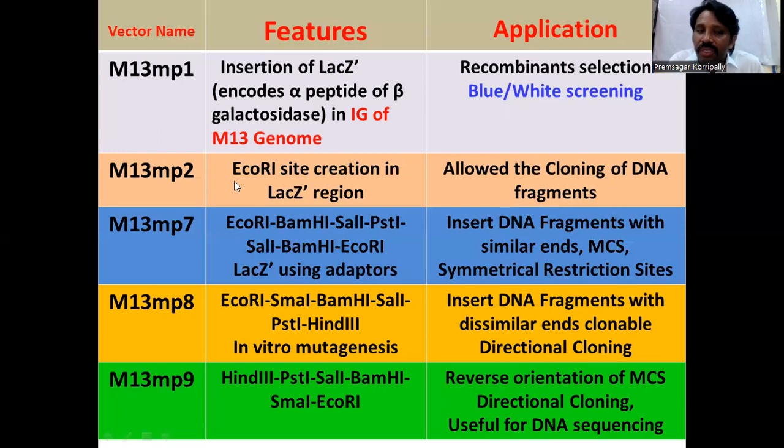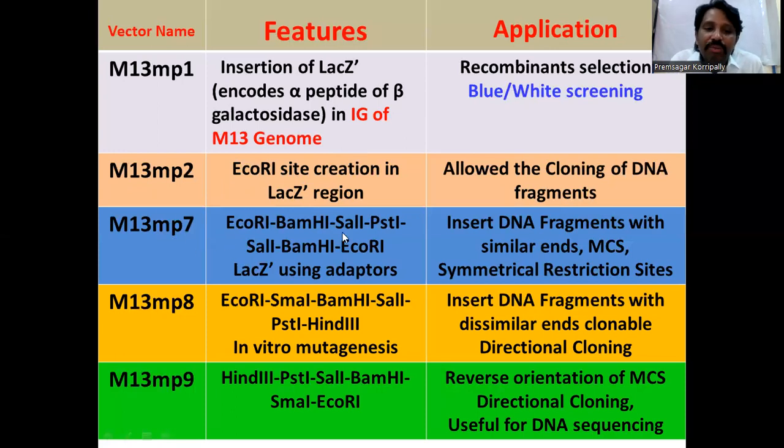So EcoR1, M13mp2 provides the restriction site in the lacZ prime region. By using that, you can clone your gene of interest, and recombinants can be blue in color and non-recombinants will be the white color.